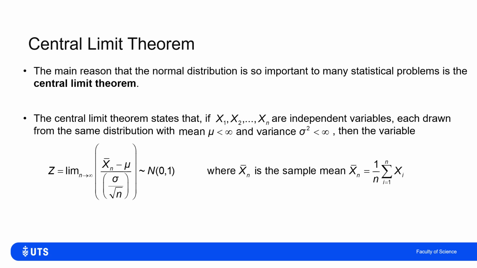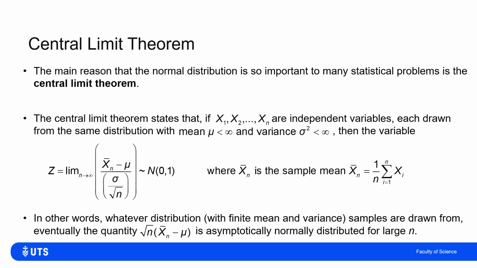If I then subtract away the mean of the distribution they're drawn from, mu, and divide by the square root of the variance over n, so the square root of sigma squared over n, which is sigma over the square root of n, then as my sample size grows larger and larger, the distribution of this difference between the sample mean and the population mean, divided by the population variance over the sample size n, square rooted, will be approximately a standard normal for large samples.